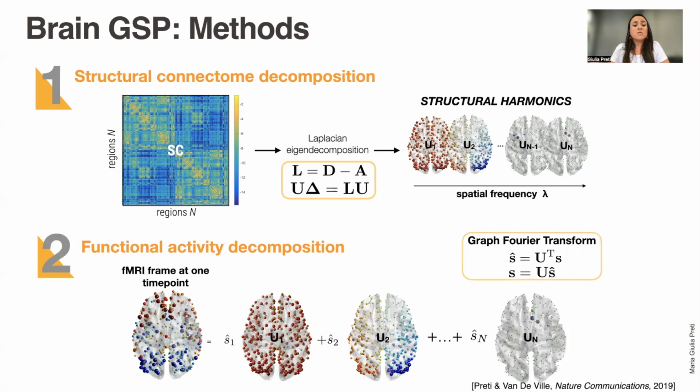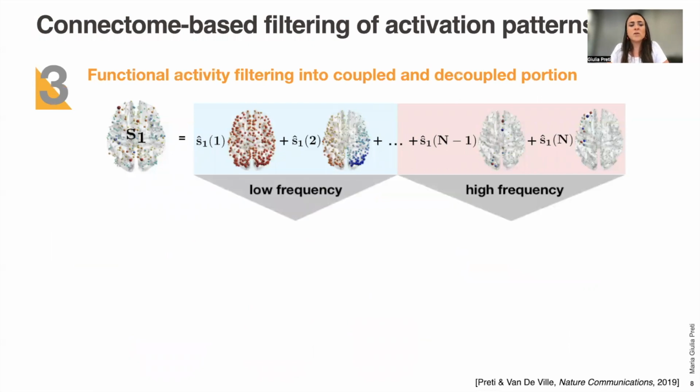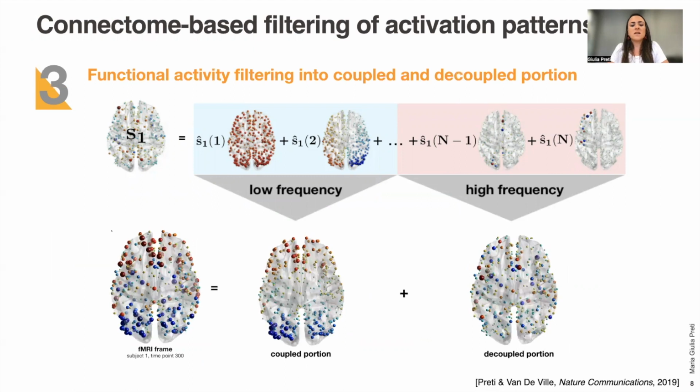The second step corresponds to decomposing the functional signal, the fMRI frame at one time point, over these structural harmonics. This is equivalent to performing a graph Fourier transform by estimating the spectral coefficients, s hat, that encode the amount of each structural harmonic included in the fMRI frame at one time point. Then we perform low-pass and high-pass filtering to reconstruct two portions of the original signal, one that contains only low frequencies, which we identify as the coupled portion of the signal, and the other with only high frequencies, which is more liberal with respect to the structure.